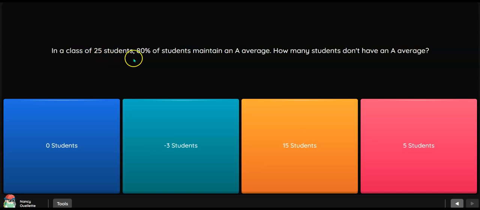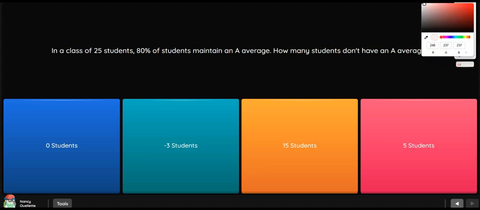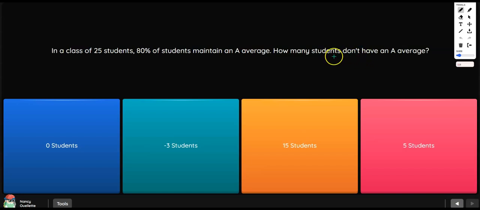In a class of 25 students, 80% of the students maintain an A average. So there's 25 total, and 80% of them maintain an A average. How many students don't have an A average? So let's make sure we understand what they're asking us for. They're asking us for the students who do not maintain an A average.